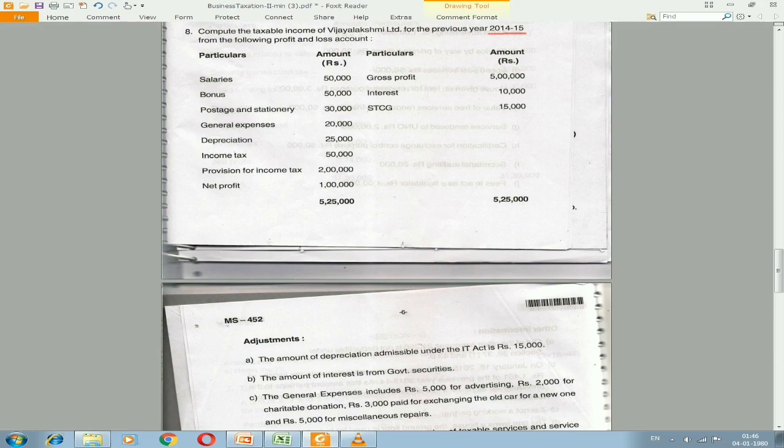Let me give one more illustration. This is the illustration which was asked in 2016. You can change the date as they have mentioned previous year as 2014-15. So you need to consider it as 2018-19.